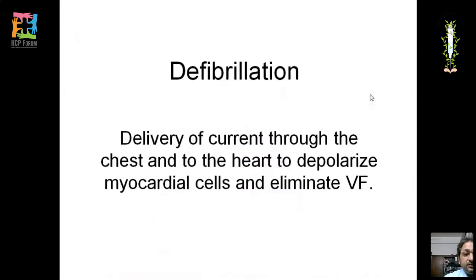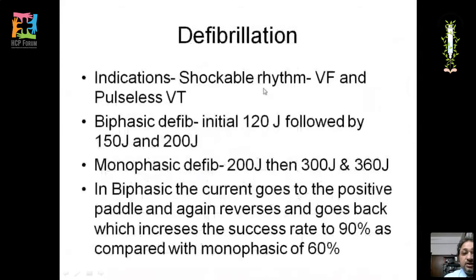It's a delivery of current to the chest, to the heart, to depolarize the myocardial cells and eliminate the ventricular fibrillation. So what are the indications? Shockable rhythm: ventricular fibrillation and pulseless ventricular tachycardia. If you use a biphasic defibrillator, the initial joule is 120 followed by 150 and 200. For monophasic defibrillator, it is 200, then 300 and then 360.